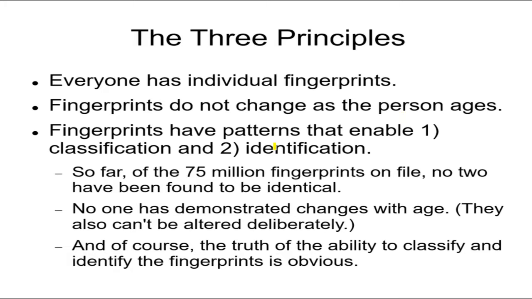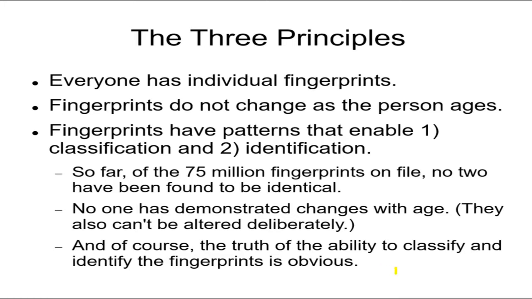fingerprint that well. Anyway, the third principle that enables fingerprints to be used is that they can be classified, and there are parts of them that can be used for individual identification. So you can actually tell the difference between two different ones. You can classify the difference between any two different fingerprints, and therefore you can identify the one single person who will match that fingerprint. In fact, of the 75 million fingerprints on file in this country, not a single one was identical. And they don't change with age.